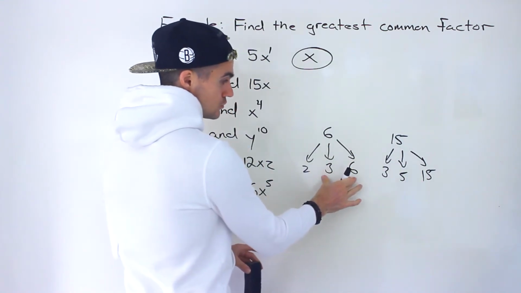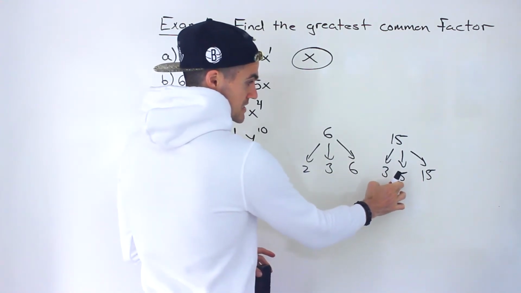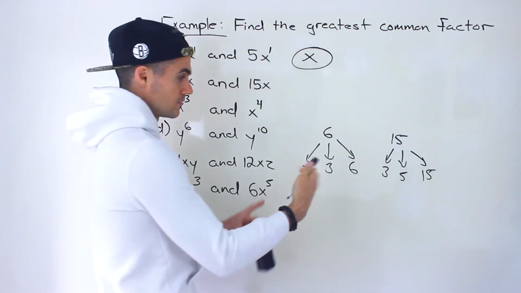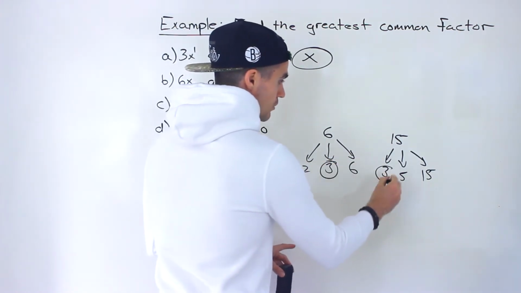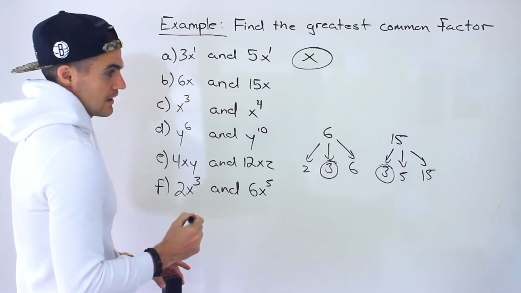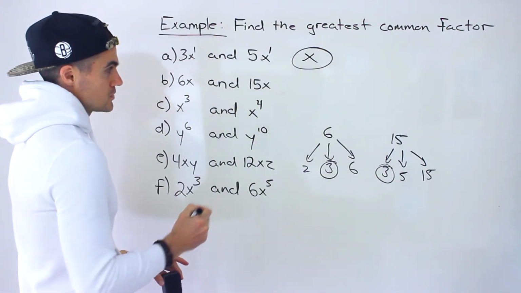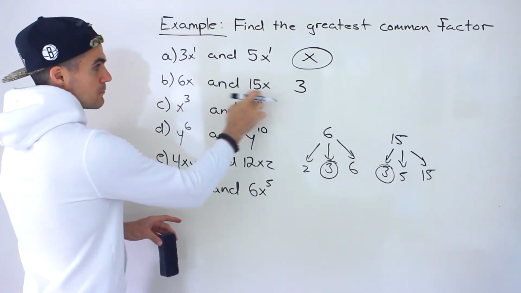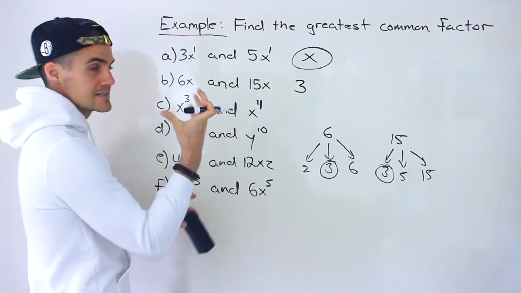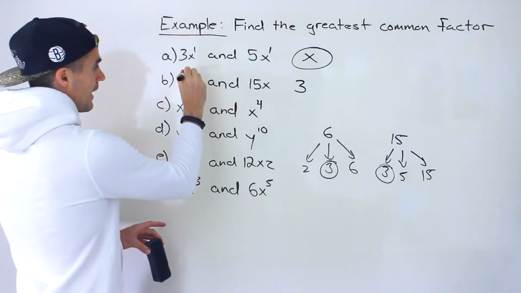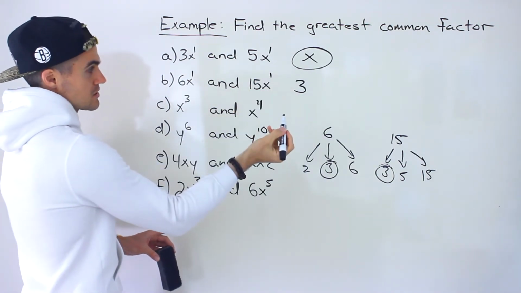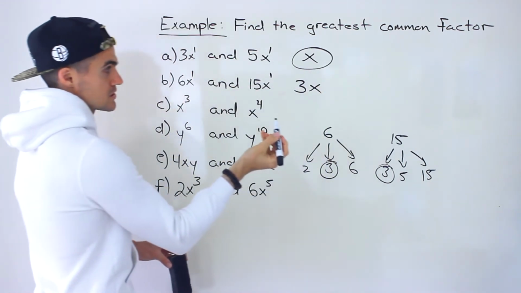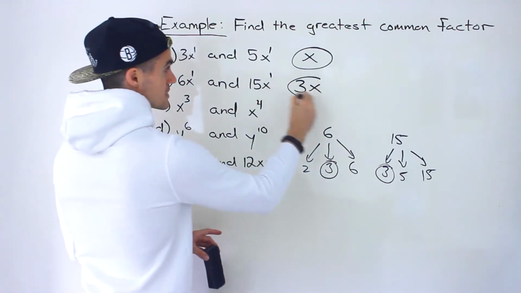Let's say there were two that were common, like let's say there was a 6 over here, then we would take 6 as the greatest common factor, right? But because there's only a 3, that is the common factor between them. So a 3 we could take out. And then also notice that both of these, like in part A, contain that x variable, and that x variable is just to the power 1 in both cases. So 3x would just be the greatest common factor in this case.